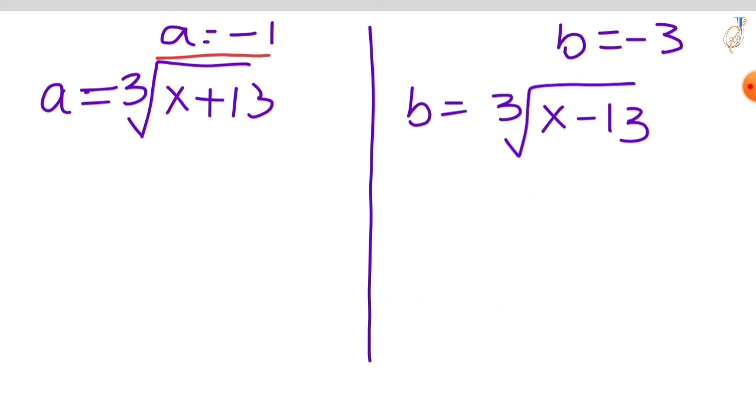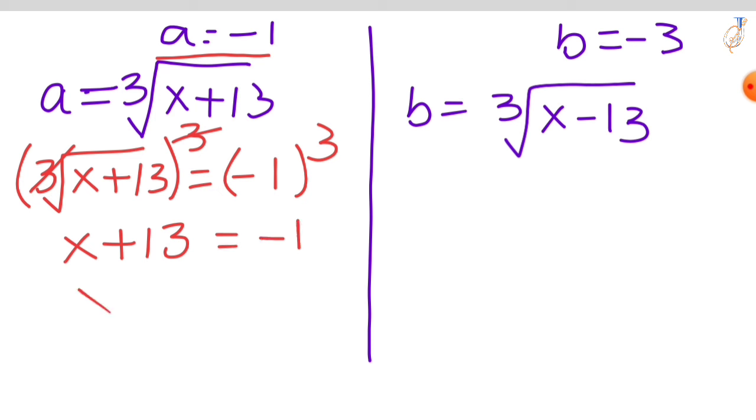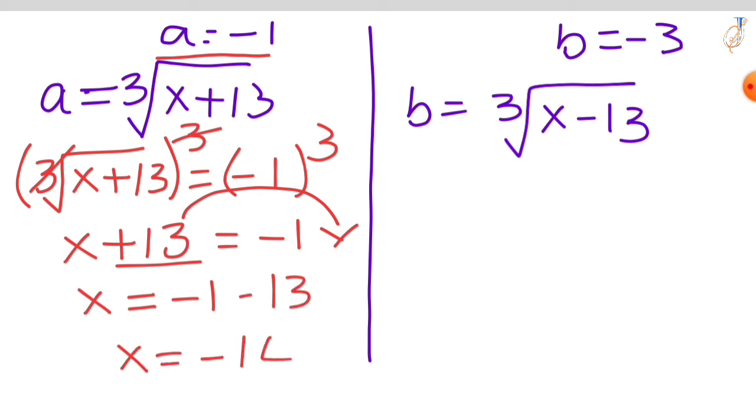So use a equal to -1, so that is cube root of x plus 13 is equal to -1, and do cube on both sides. So then you will get x plus 13 equal to -1. So x equal to -1 minus 13, this plus 13, when you send to the opposite side, it will become -13. So x value is -14.